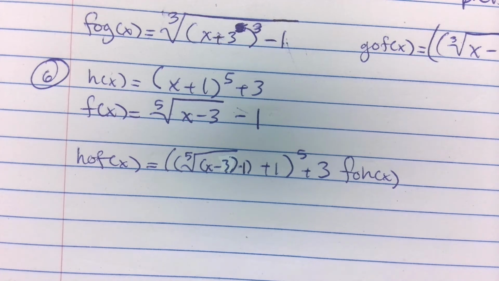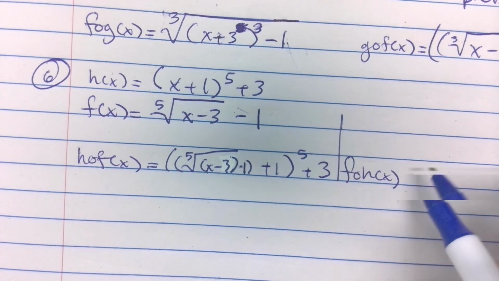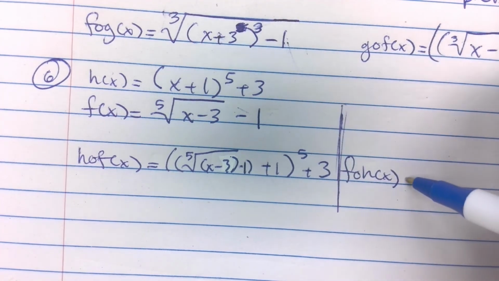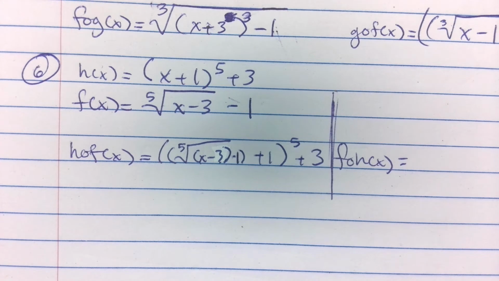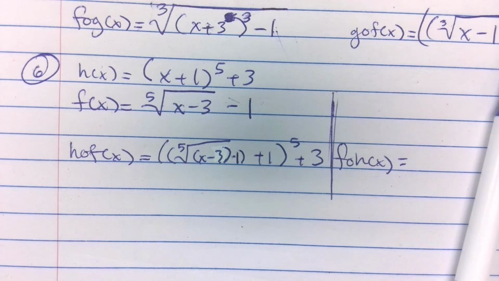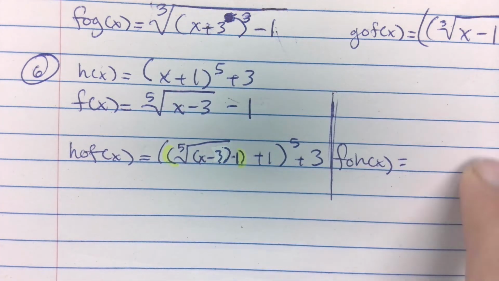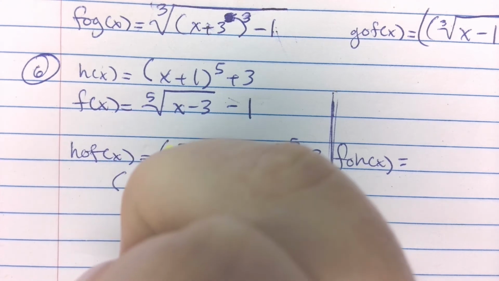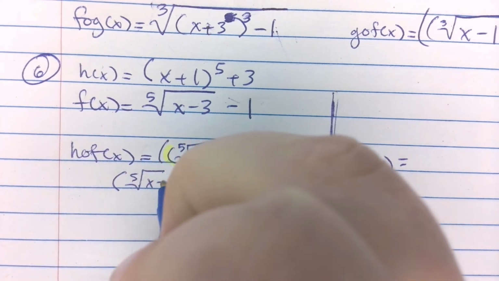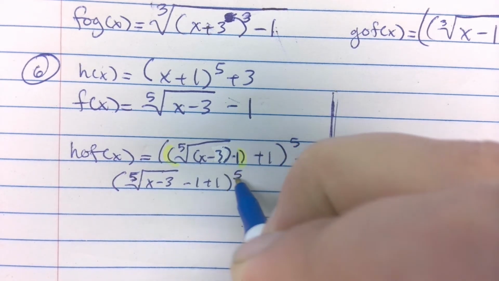The first thing we're going to do. Let's say f of g. That's the next one we're going to do. The first thing we're going to do is we don't need these parentheses, to make it clear which ones I'm talking about. We don't need these parentheses because there's no power on them and nothing's getting multiplied. So I'm just going to write it a little bit bigger. The 5th root, x minus 3, negative 1 plus 1 to the 5th power plus 3.